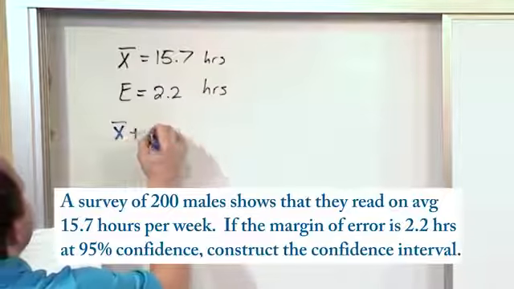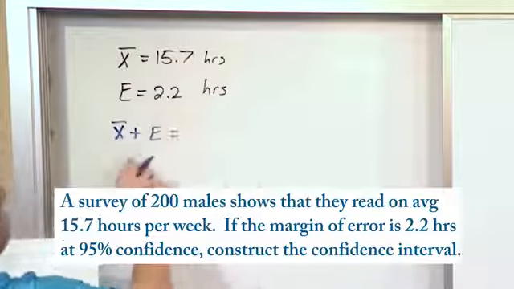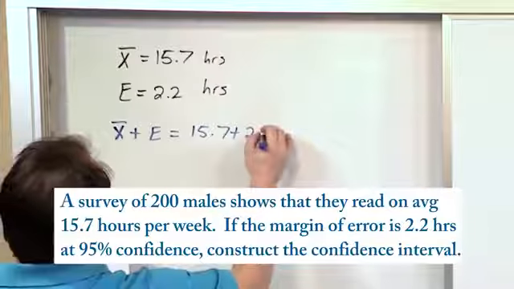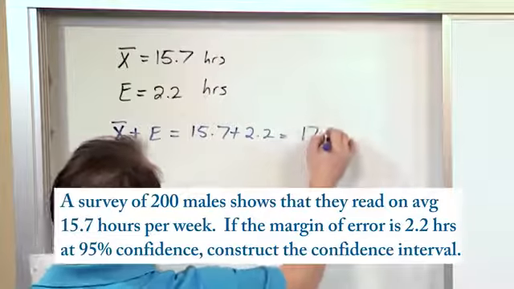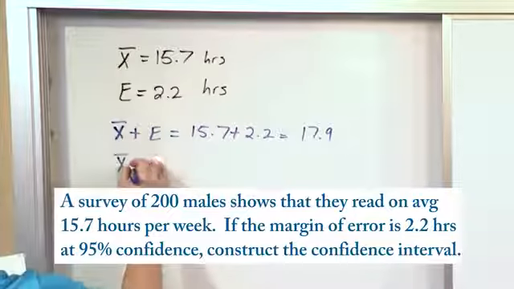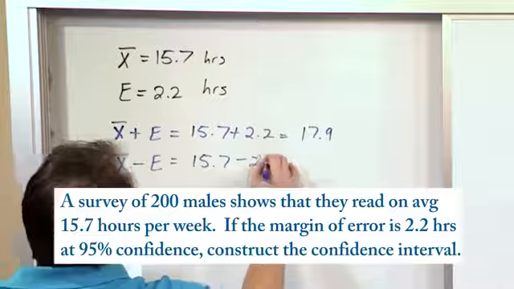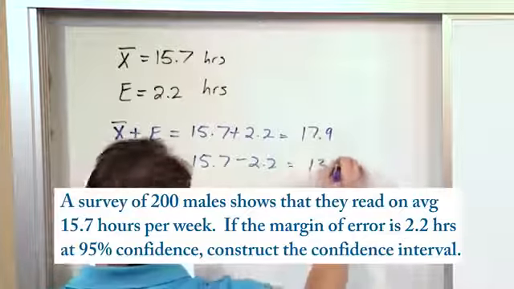the mean plus the margin of error is 15.7 plus 2.2. That will give you 17.9. And the mean minus the margin of error is 15.7 minus 2.2, and you get 13.5.